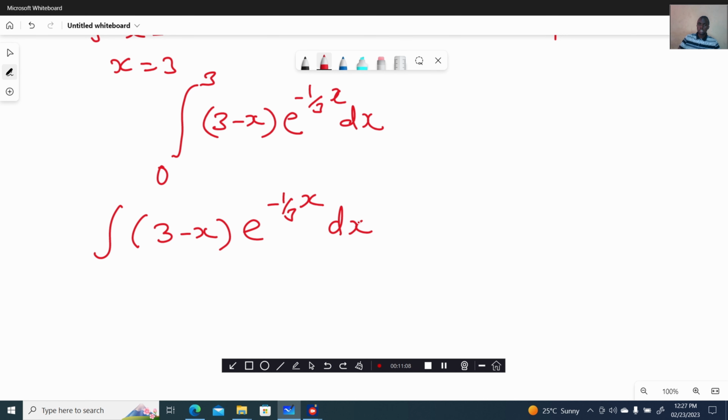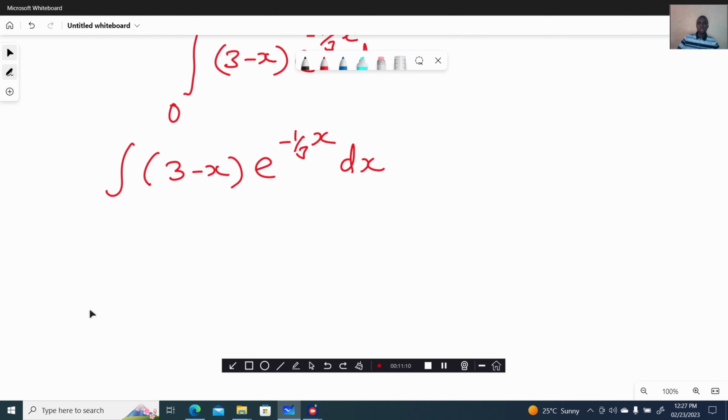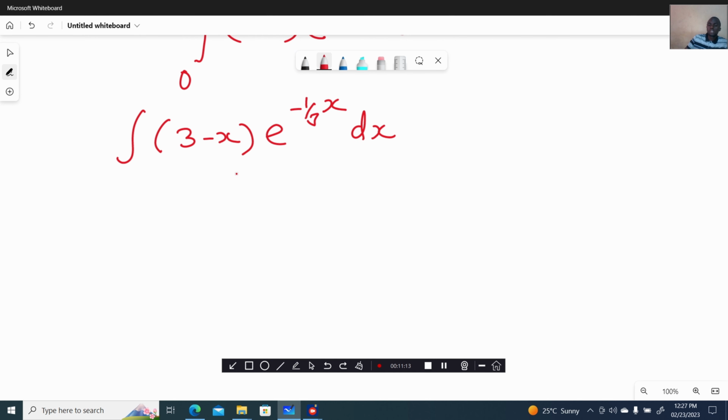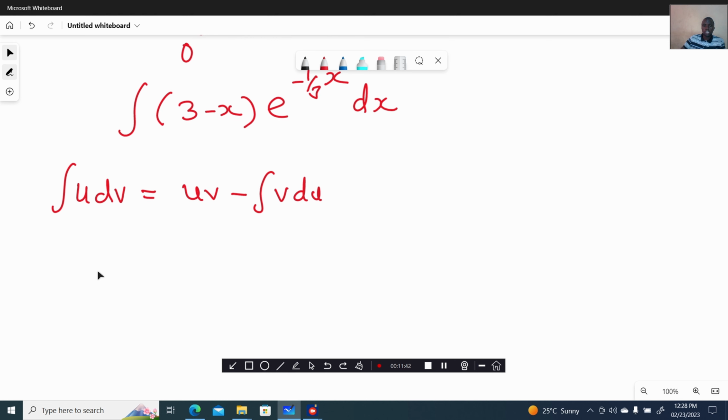So what do you do in this case? Now we have to use integration by parts, because these are two functions multiplied together, so the product rule does not apply here. When you are given the integration of u dv, this is giving you uv minus the integration of v du. So what do you have to do in this case?